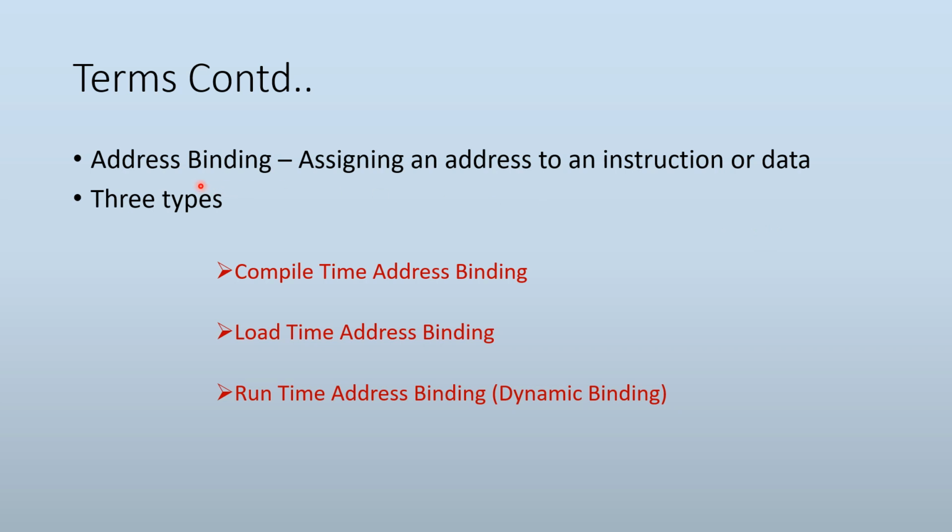And what about address binding? Address binding means assigning an address to an instruction or data. This assignment of the address can be done at three times: compile time, load time, and run time. If the assignment of address is done at compile time, it is known as compile time address binding. Likewise, if it is at the time of loading, then it is known as load time address binding. And if it is done at runtime, then it is known as runtime address binding, which we can call dynamic binding.